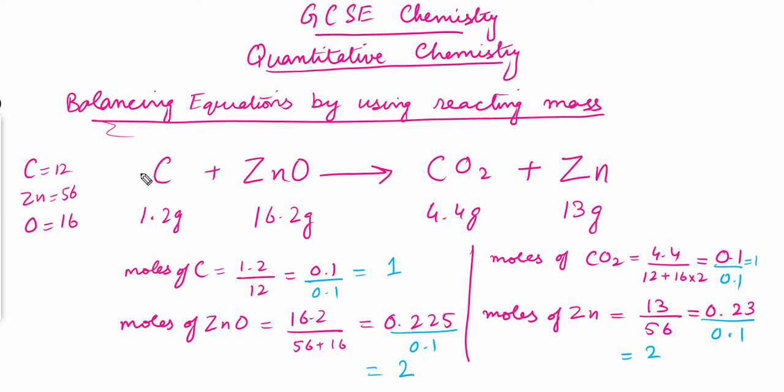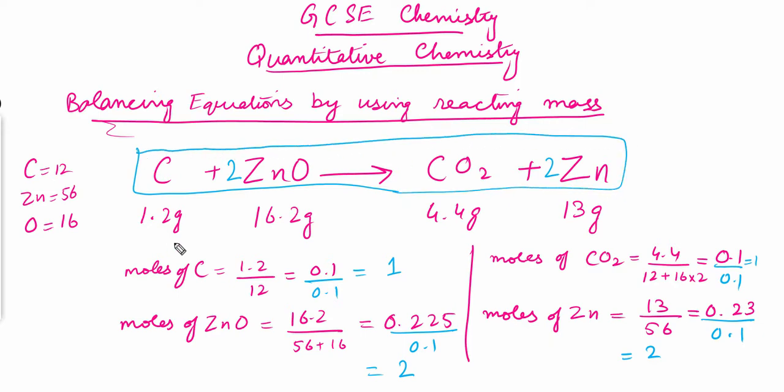So with carbon we will write 1. With zinc oxide we have to write 2. With carbon dioxide we will write 1, and with zinc we'll write 2. Since there is no need to write 1 in a balanced chemical equation, I'm just going to remove the 1. So this will be my final balanced chemical equation: carbon plus 2 zinc oxide will form carbon dioxide and 2 atoms of zinc. So this is how, by the information of the masses, you can balance your chemical equation.